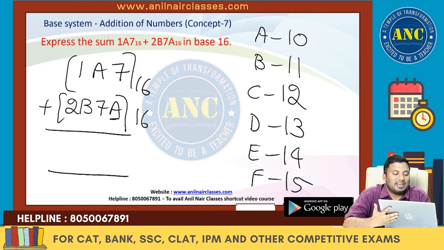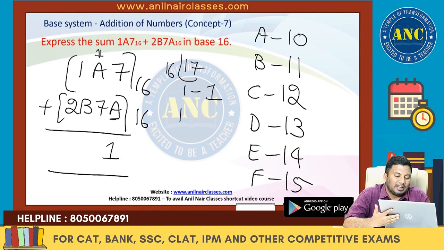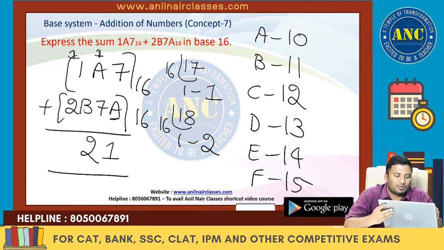7 plus 10 is 17. 17 divided by 16: 16 ones are 16, remainder 1. Here 1, and 1 carried. 7 plus 1 is 8. 8 plus A, 10, is 18. 18 is 1, 2: 16, 1, remainder 2. Write down 2 here, 1 carried. B is 11.